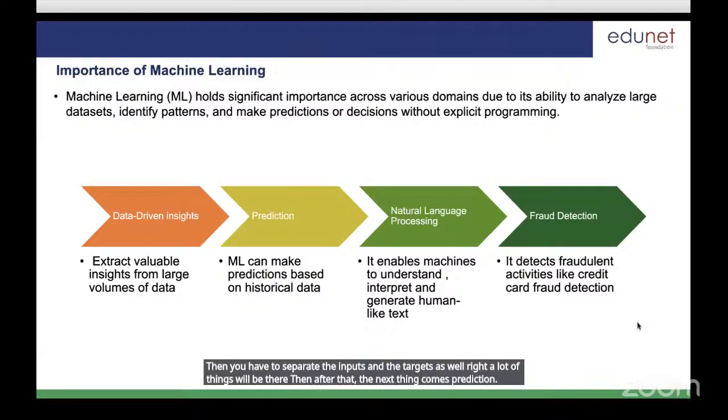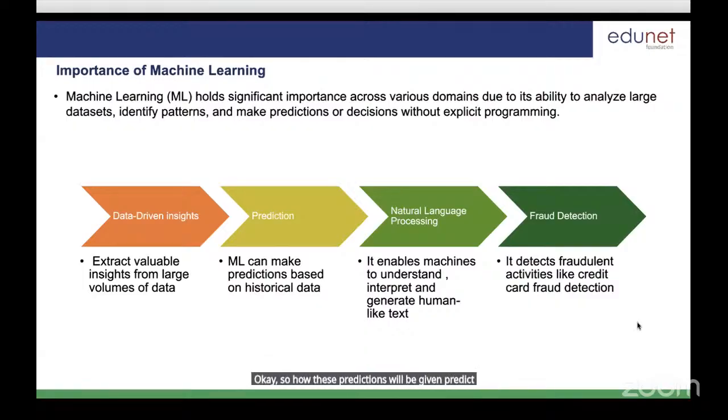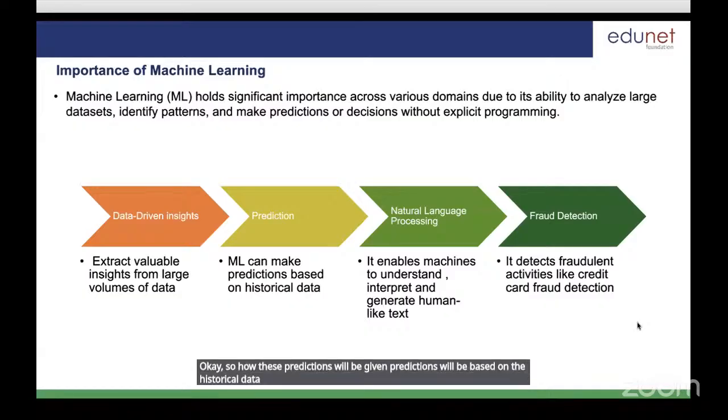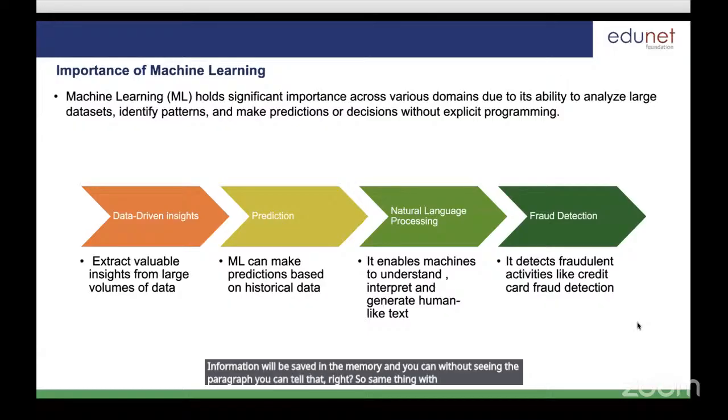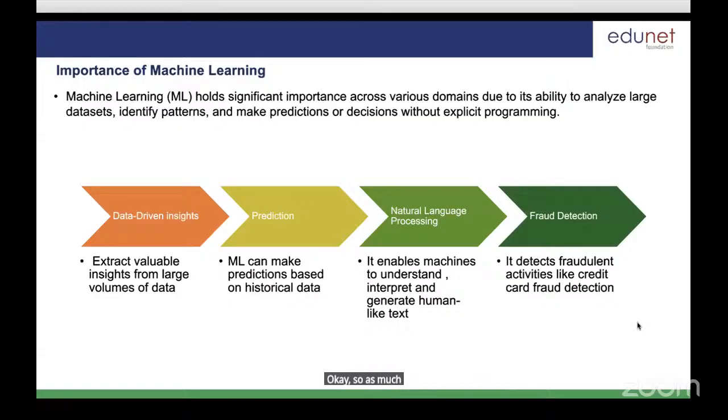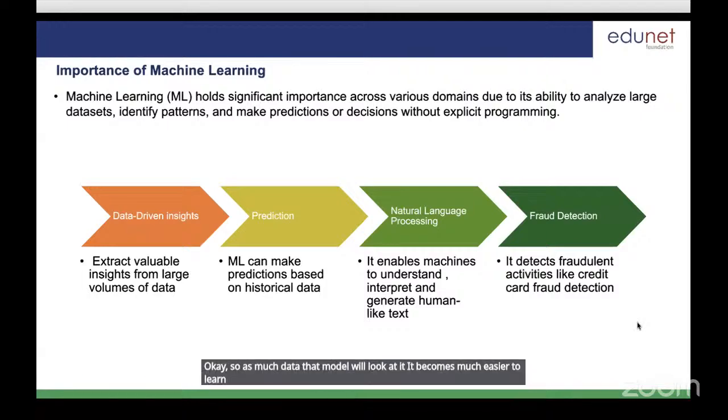So how will these predictions be given? Predictions will be based on the historical data. For example, if you are reading a paper with a paragraph of about 10 lines and you continuously read it 10 times, you'll have some idea and all the information will be saved in memory, and you can tell the paragraph without seeing it. The same thing applies to the machine as well. The more data the model looks at, the easier it becomes to learn the pattern from that and give the predictions.